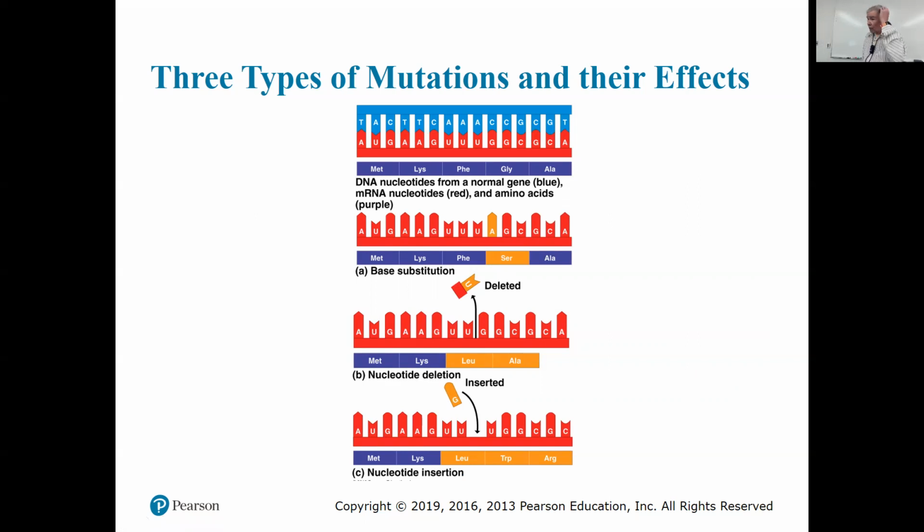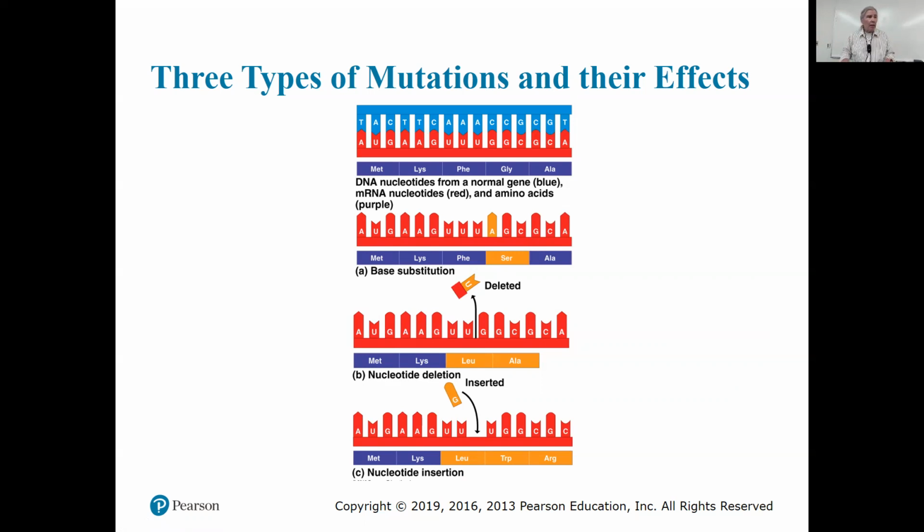So this is a missense. It just changes one nucleotide, which changes one amino acid in the protein. So you have a different amino acid. You should have a glycine, now you have a serine. But that might not change too much because serine is a polar amino acid, so is glycine.